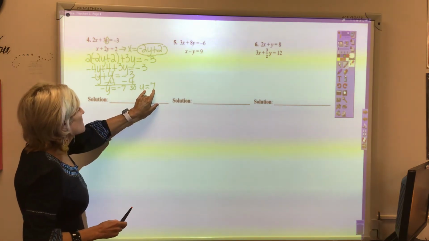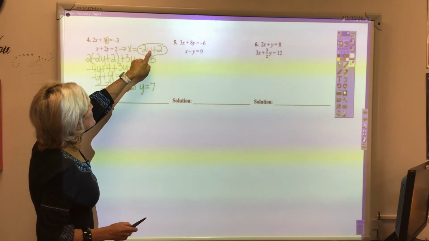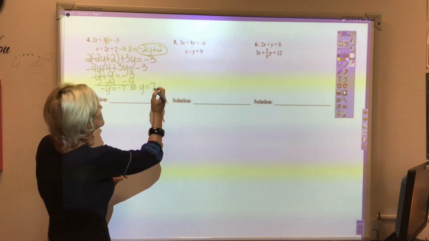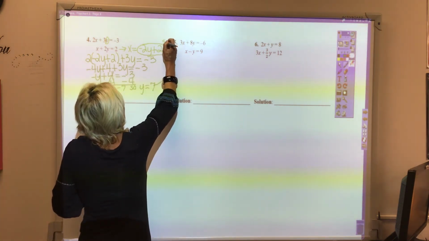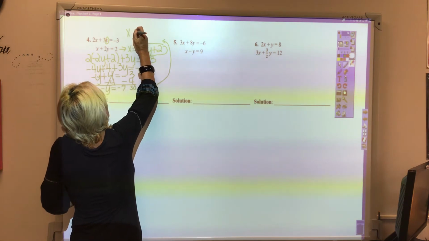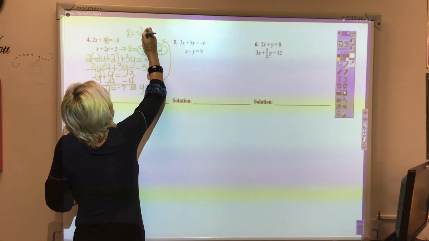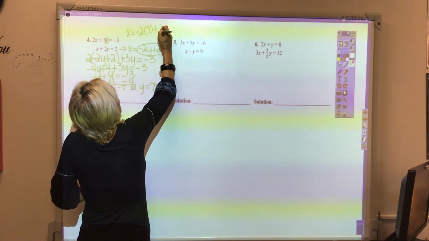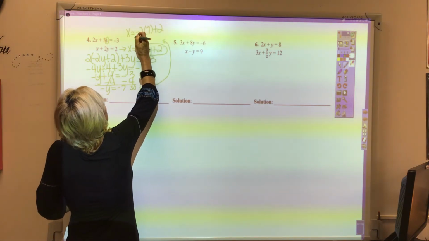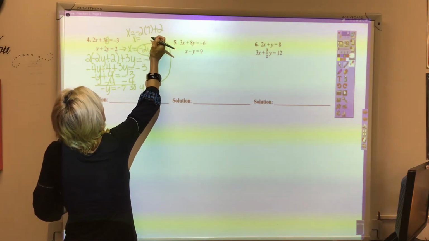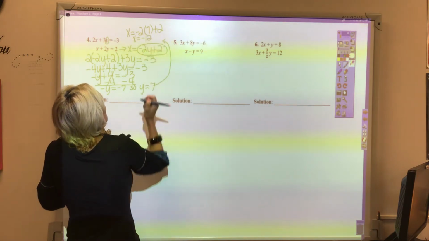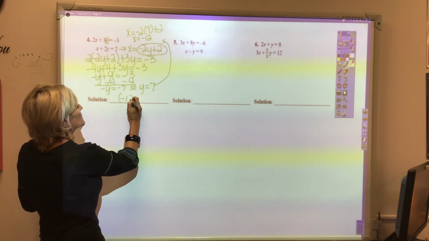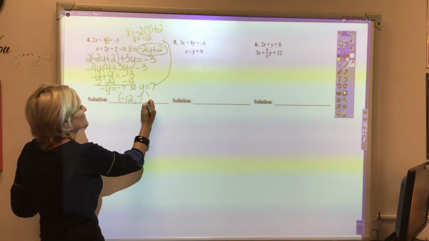Now that I have this 7, I'm going to put it into this equation where y is so I can find x. So I'm just going to draw an arrow up here. And I'm going to say that x is equal to negative 2 times 7 plus 2. That would be negative 14 plus 2, so x would be equal to negative 12. So my solution, written as an ordered pair, would be (negative 12, 7).